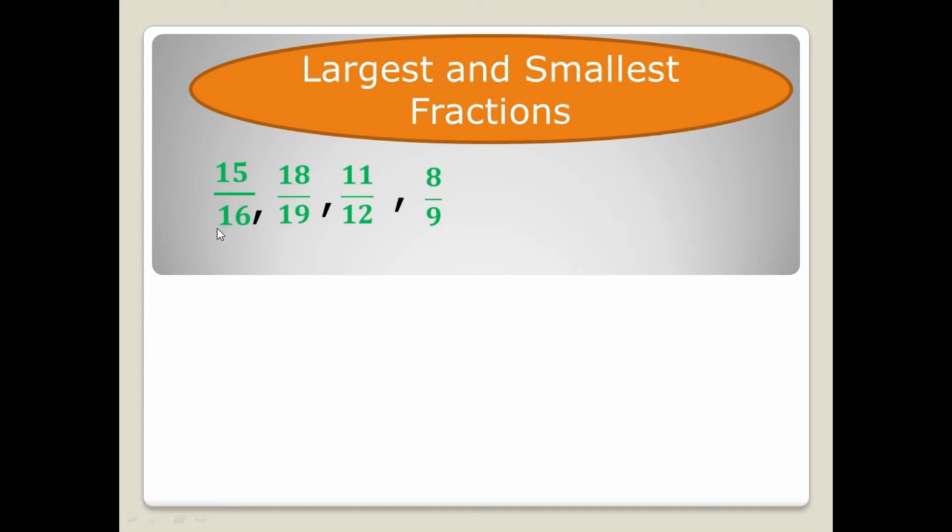Look at the example. There are 4 fractions: 15 over 16, 18 over 19, 11 over 12, and 8 over 9. If you have a close look at them, you find that these are all proper fractions, and you know what a proper fraction is, that in a proper fraction the numerator is smaller than the denominator. So these are all proper fractions.